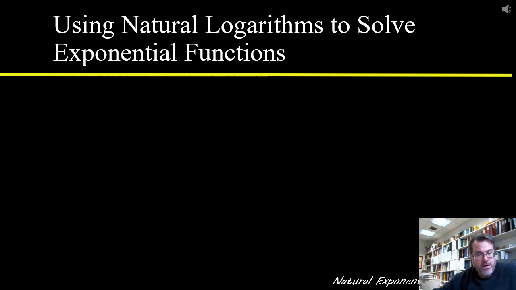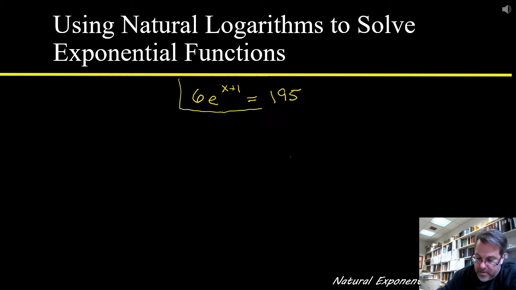All right, here we go. Try this one. 6 times e to the x plus 1 equals 195. Okay, so hit pause and then use the rules we just worked on to solve this for the value of x. And then when you're done, unpause and I'll show you my solution. And in fact, there are 2 ways to solve this one. So we'll look at both of those solutions.